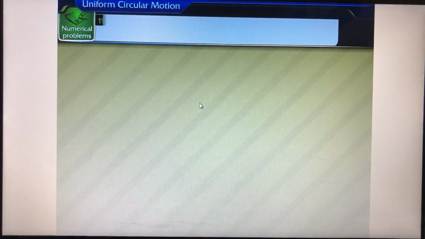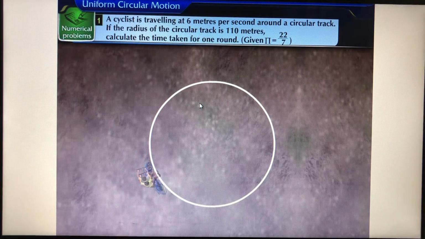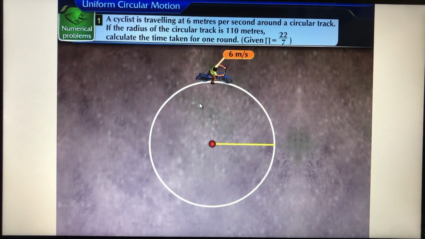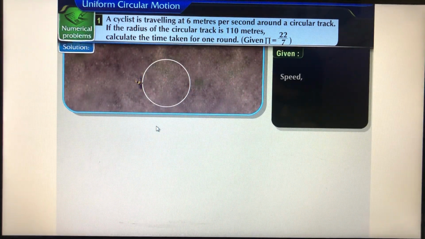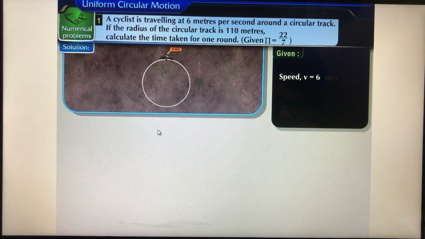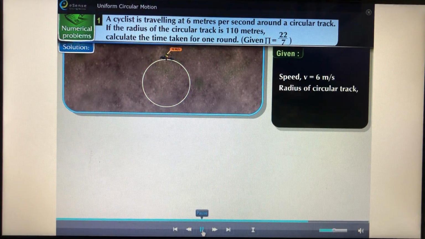Let us now solve one numerical problem. Number 1. A cyclist is traveling at 6 meters per second around a circular track. If the radius of the circular track is 110 meters, calculate the time taken for one round. Given pi is equal to 22 by 7. Solution. Given: speed v is equal to 6 meters per second. Radius of circular track r is equal to 110 meters.